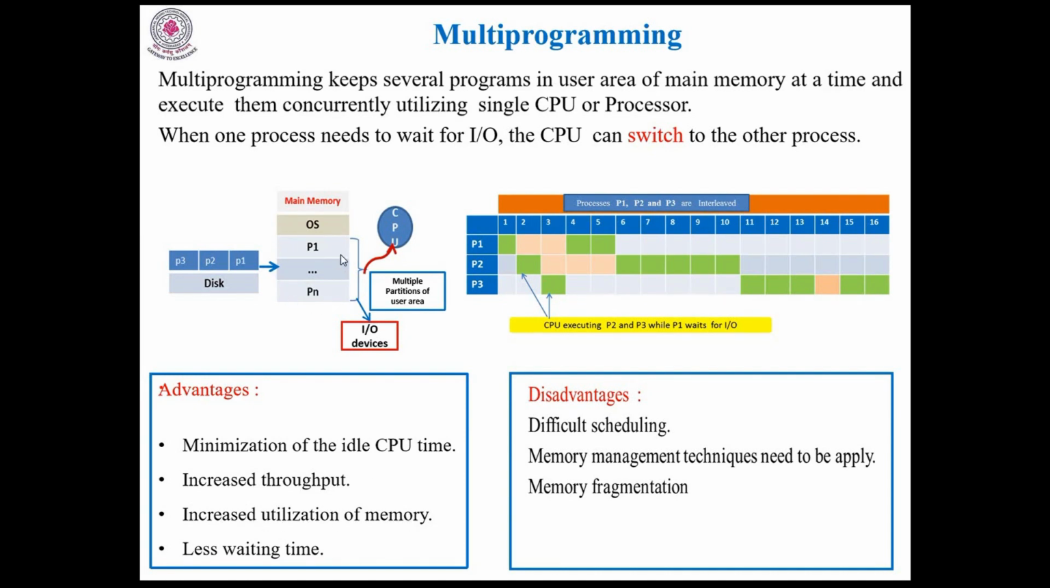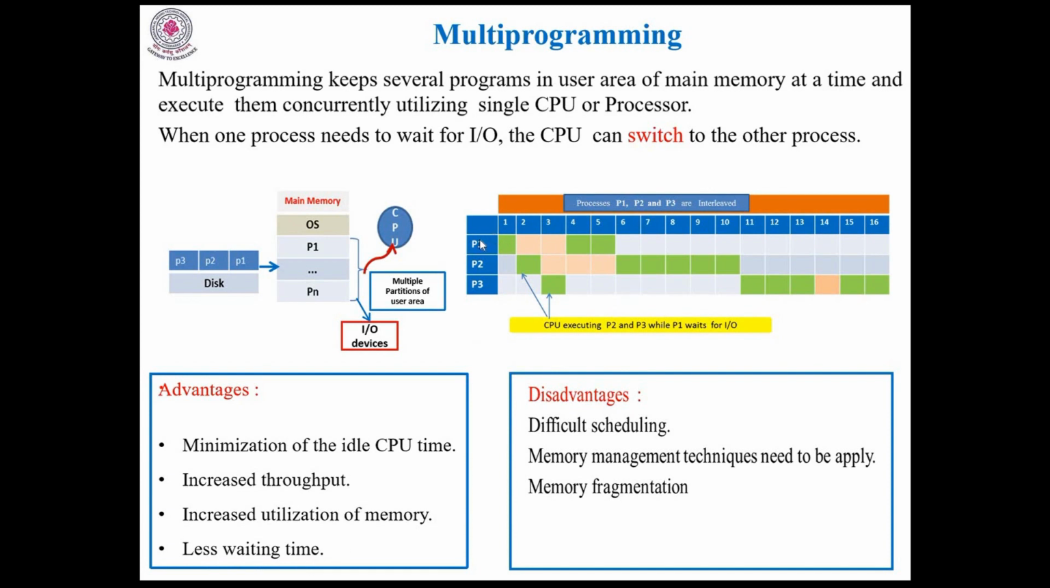Increase the utilization of the memory. User area is divided into multiple partitions. When it is having more than one partition, I can use the maximum amount of memory for the processes. Whereas in the uniprogramming, you see the entire area has to be used for only one program. Due to that reason, there was memory wastage. But in the multi-programming, memory utilization is very high.